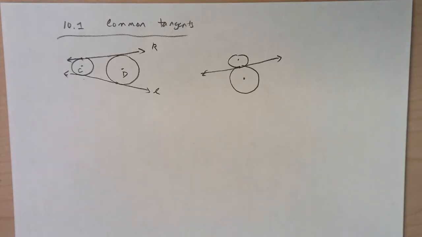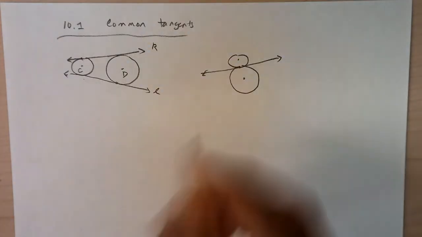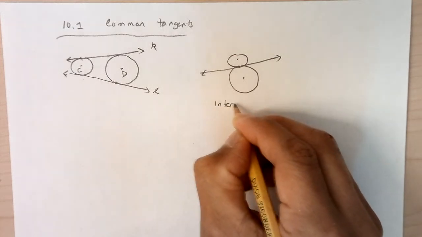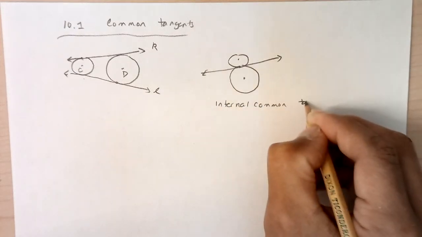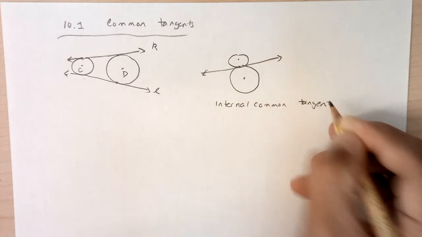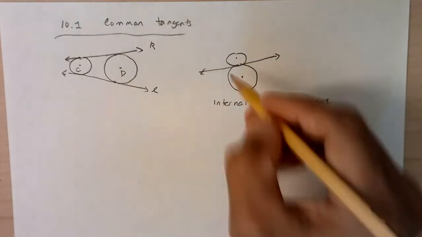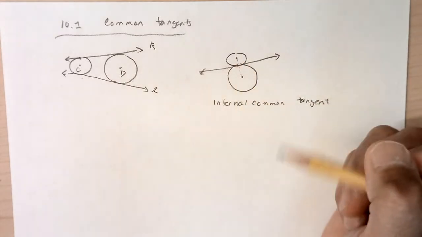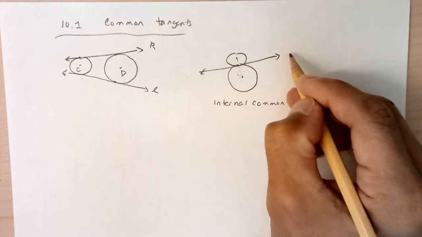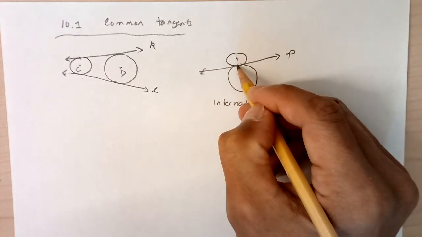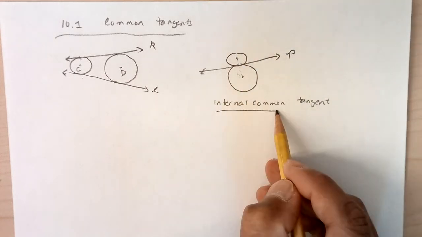In this case, the common tangent, even though you might think, well, it's outside the circles, this is an internal common tangent. And the reason why it's an internal common tangent is it intersects the segment that joins the two centers of the circles. So here's the two centers. This line, call it line P, intersects that segment. So it's a common internal tangent.